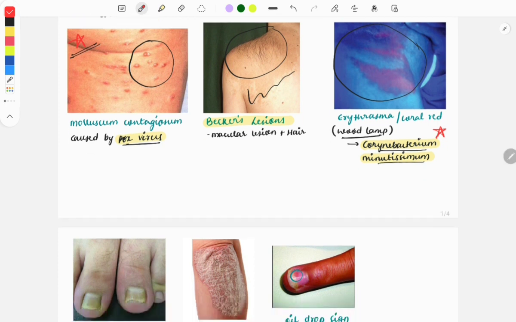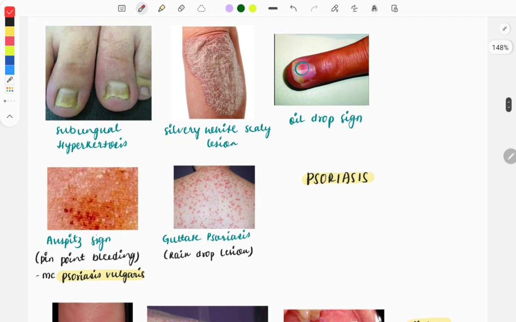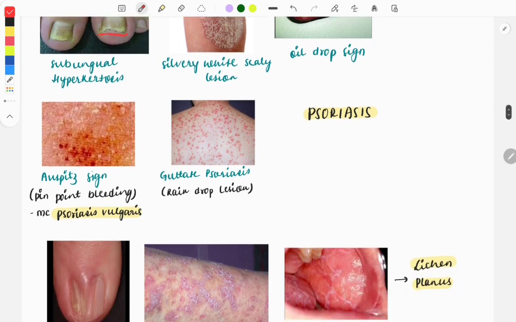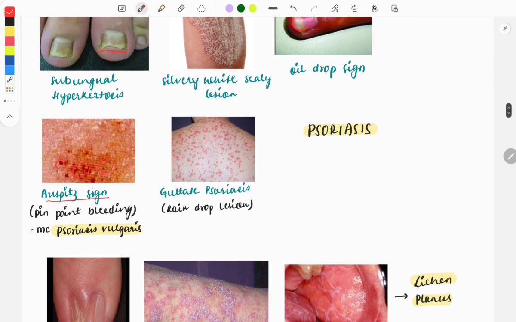Then moving on, let's see some other important images. The first image, as you can appreciate here, shows subungual hyperkeratosis. Under the nail there will be hyperkeratosis occurring. Then this silvery white scaly lesion, and then the oil drop sign seen on the nail. And this one is the Auspitz sign, where you can see pinpoint bleeding present when we pull off the scale. All these features are seen in psoriasis.